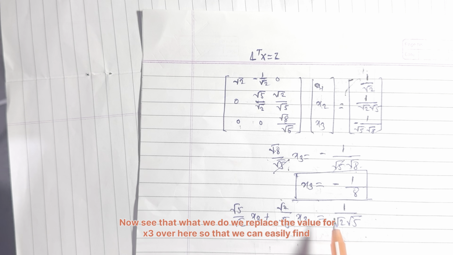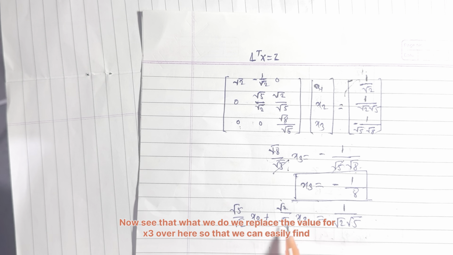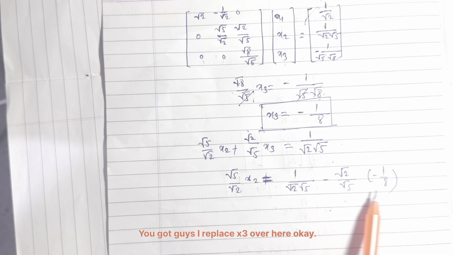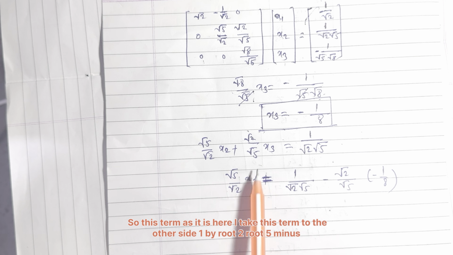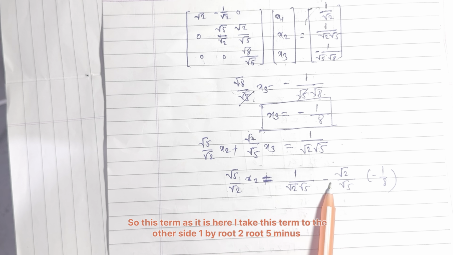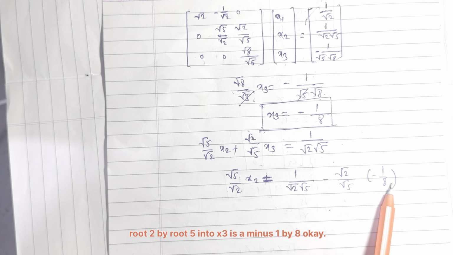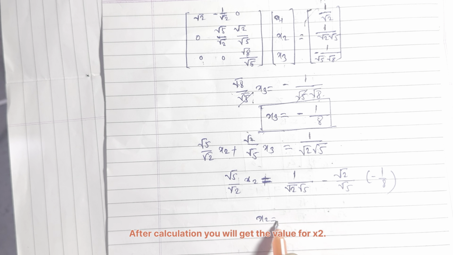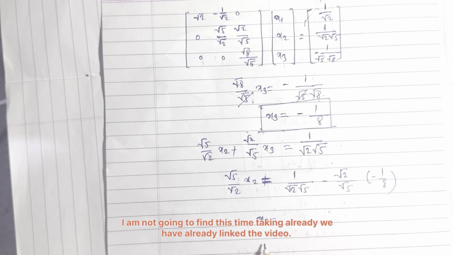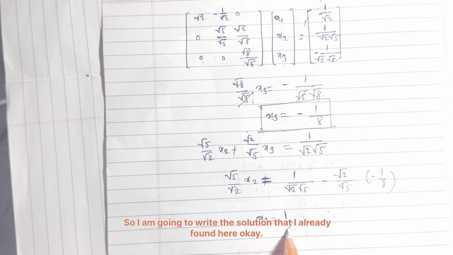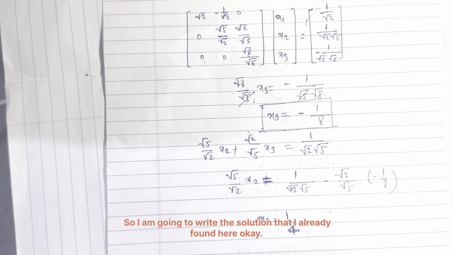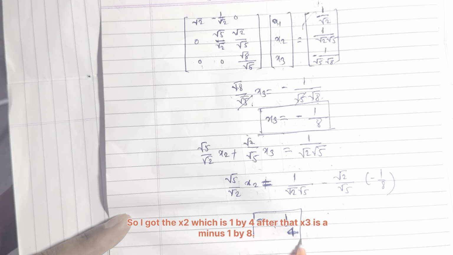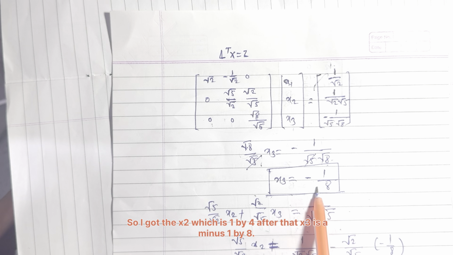Now see what we do: we replace the value of x3 over here so that we can easily find the value for x2. I replace x3 over here. This term stays as it is; I take the other term to the other side: 1 by root 2 root 5 minus root 2 by root 5 into x3 is minus 1 by 8. Go for the calculation and you will get the value for x2. I'm not going to work it out since it is time-consuming and we already have a lengthy video, so I'm going to write the solution that I already found. x2 is 1 by 4. So I got x2 as 1 by 4, and after that x3 is minus 1 by 8.